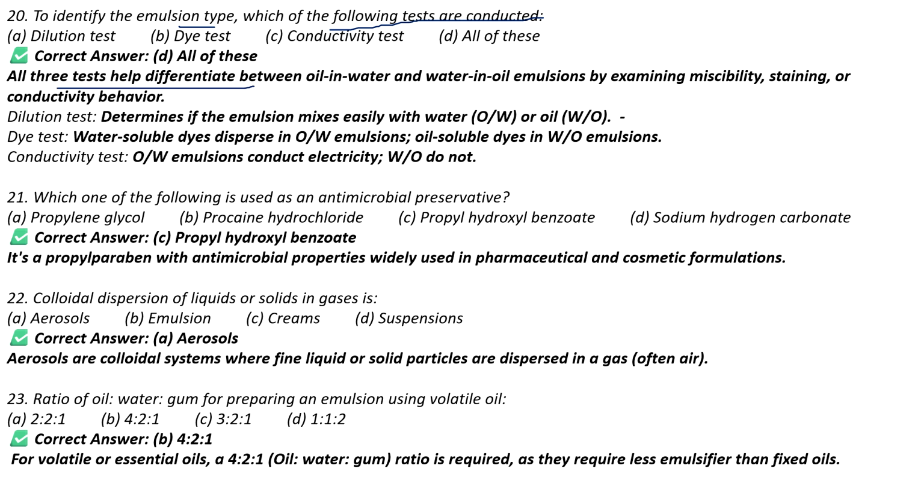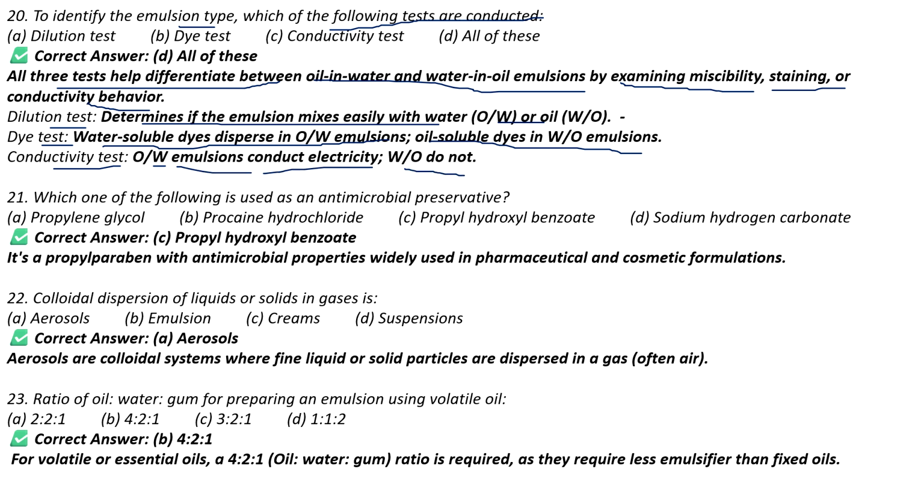All these 3 tests help to differentiate between oil in water and water in oil emulsions by examining the miscibility, staining, or conductivity behavior. So we can say all these 3 tests, dilution test, dye test, and conductivity test, are used in identifying the emulsion type. The dilution test determines if the emulsion mixes easily with water or oil. In the dye test, water soluble dye is dispersed in oil in water emulsions, and oil soluble dye is dispersed in water in oil emulsions. In the conductivity test, oil in water emulsions conduct electricity, while water in oil emulsions do not. So we can say option D, that is all of these, is the correct answer of this question.